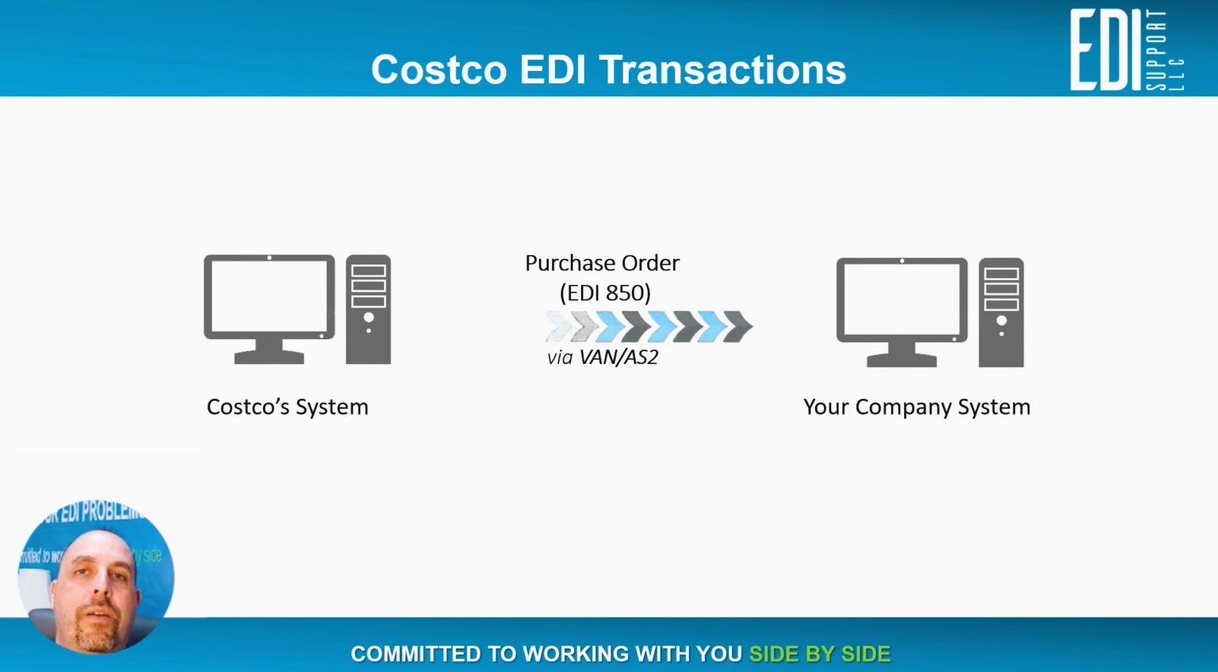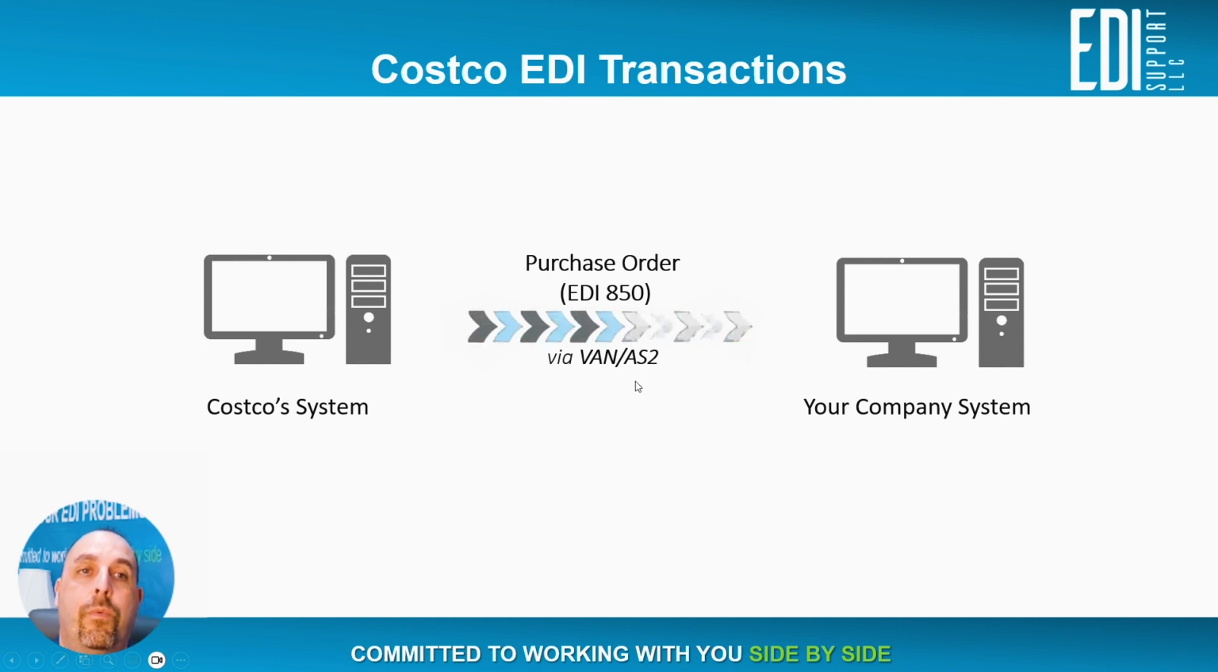So as we delve in and start looking at the actual documents that you're going to be doing with Costco, we think of how they're going to be handled with the purchase order, also known as an 850 document. That's going to come from Costco's system to your system. And that's either going to be using a VAN, a value-added network, which is an EDI mailbox, or AS2.